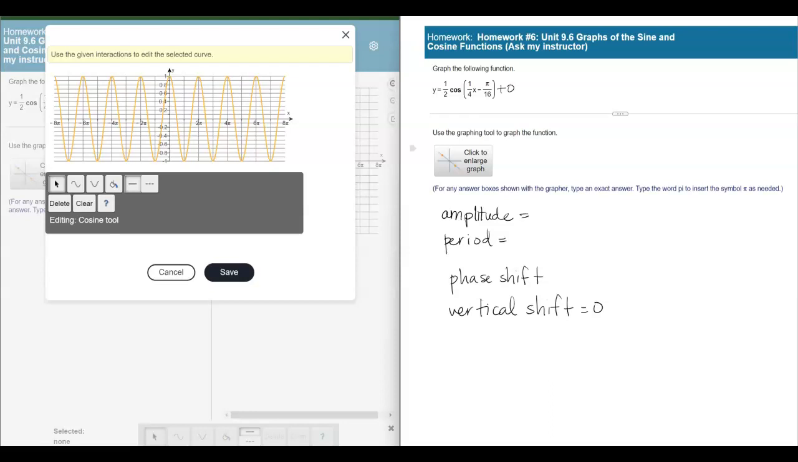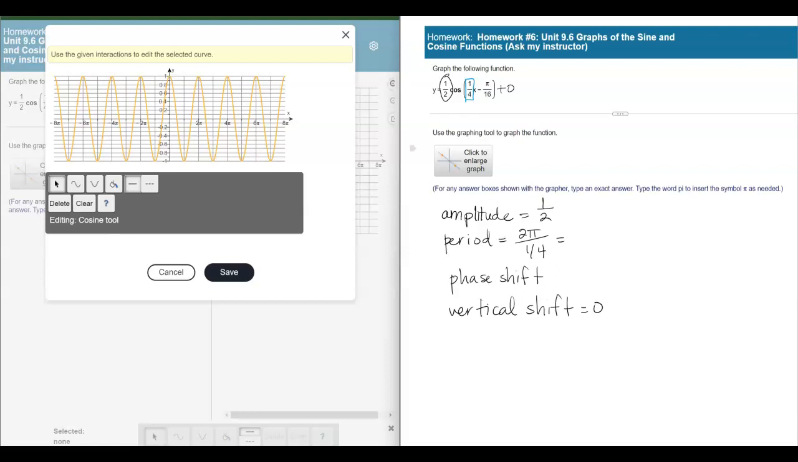Our amplitude, we look at this number in front here, our amplitude is 1/2. The period, I'm going to take 2 pi and I'm going to divide it by the coefficient of x. So I hope all of these things that I'm doing now, like talking about how to find amplitude, how to find period, and how to find phase shift, I hope that sounds familiar. If not, I will pop back to the notes and show you where you should be getting this information from.